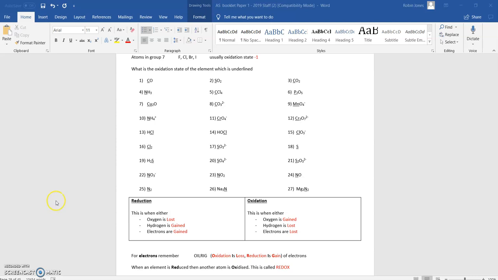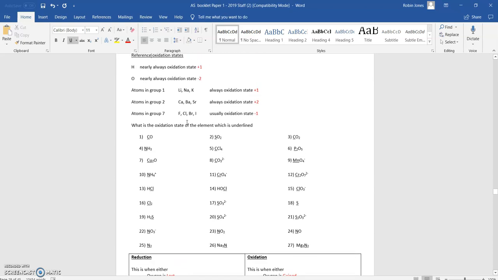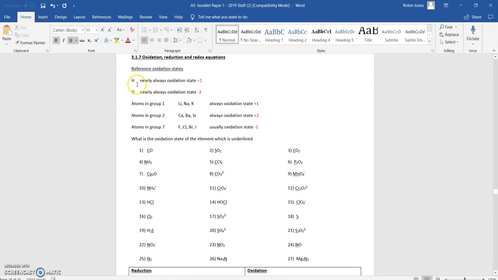So, last lesson, we were looking at the oxidation states of some elements, and we could work out the oxidation state of the elements by using some reference oxidation states. The fact that hydrogen is nearly always in +1 oxidation state, oxygen in -2, atoms in group 1 +1, atoms in group 2 +2, and then usually atoms in group 7 -1, but sometimes they change.